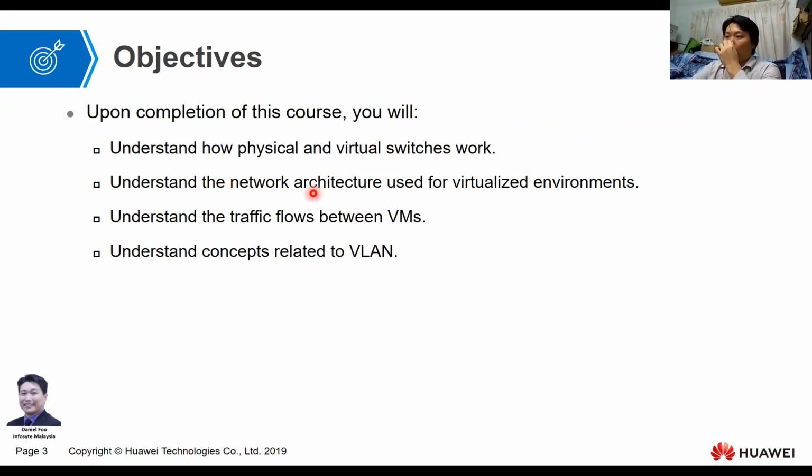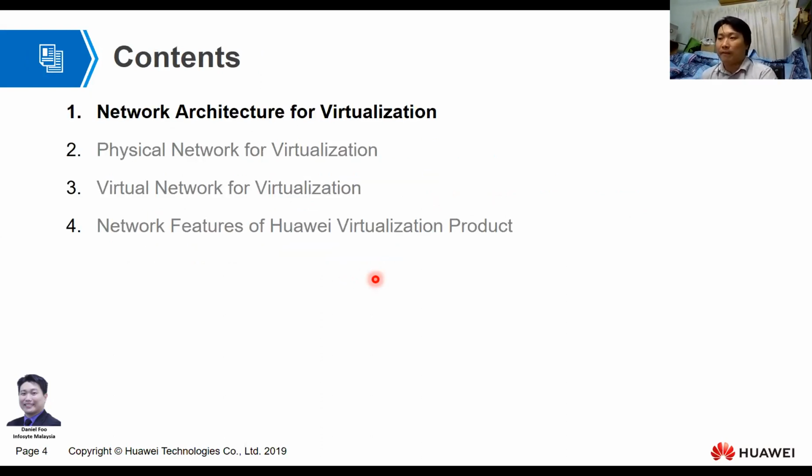So first we'll understand how the physical and virtual switches really work and differ. Okay, then later we'll look into some architecture used in the virtualized environment, traffic flow between the VMs, so how they actually look inside the server or even between the servers. Understand the concept related to VLAN too. So you will see that most of the technology we discuss over here will be focusing on layer 2 VLAN. Okay, so first thing, network architecture used in virtualization.